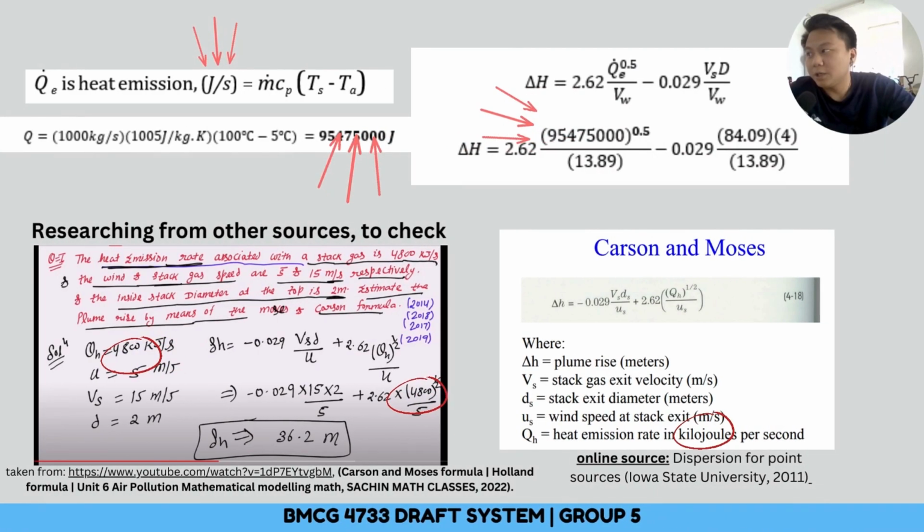Now, from the equation of one source, it is stated that for the Q heat emission we simply use joules per second, but in other sources they give the answer in kilojoules per second. Here are the online sources that I have referred to.